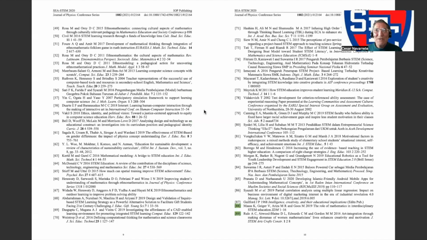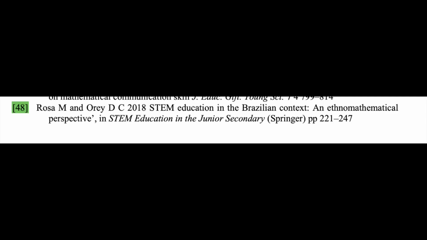48, 88, and 89, I'm going through the reference section. I'll scroll down to the citations that the authors connect to the results of their study, namely it was 48, 88, and 89. The study number 8 by Ross and Ore, it was in 2018, and it was a study on STEM education in the Brazilian context with used ethno-mathematical perspective. This paper might be relevant to my own research.